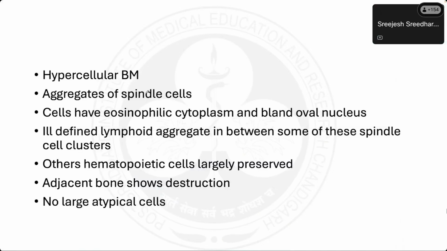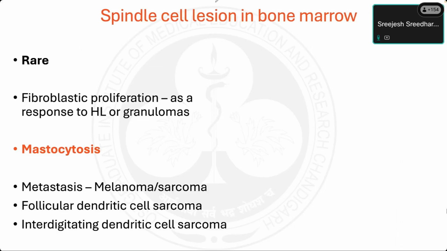So what are your differential diagnoses? Any differential diagnosis? Suppose you see these kinds of cells on the skin, what will you think? Mastocytosis. Excellent. So mastocytosis, right? Spindle cell lesions in the bone marrow are very, very rare. We see maybe 2 or 3 lesions in a year.